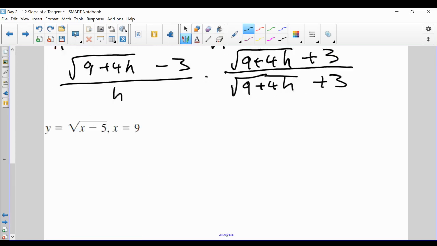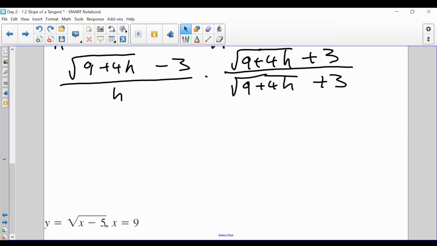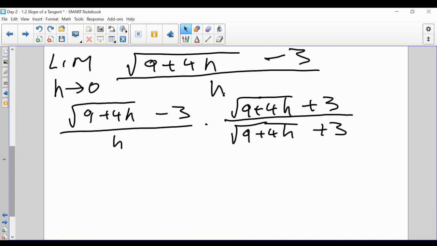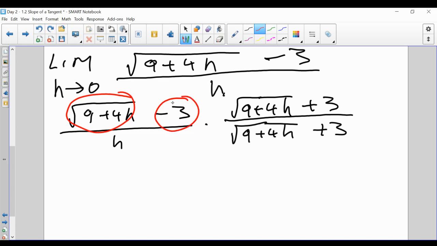Okay. Let's see where this is going to take us. Now remember, if it's a conjugate, when you multiply these two things together, you're going to end up with a difference of squares. It's going to be this thing squared minus this thing squared. That's what we're going to end up with.